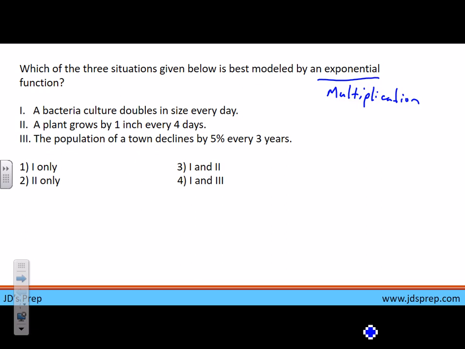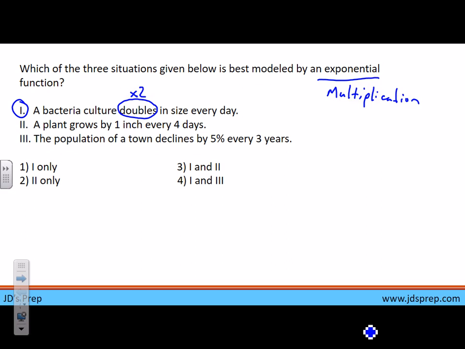For the first one, we said that a bacteria culture doubles in size every day. And the key word here is that it's doubling in size. That means that every day that goes by, the size of the bacteria culture is multiplied by 2. So that suggests to us that an exponential function can be used to model the size of the bacteria culture. So number 1 is one that we're going to want.